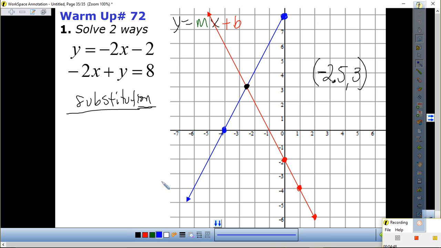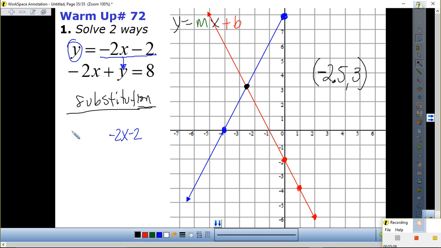So do we have one of the equations already solved for one of the variables? Yes. This one solved for y. What is y? -2x minus 2. So on the second equation, instead of writing y, what am I going to write? Negative 2x minus 2. So I write negative 2x minus 2 instead of y.